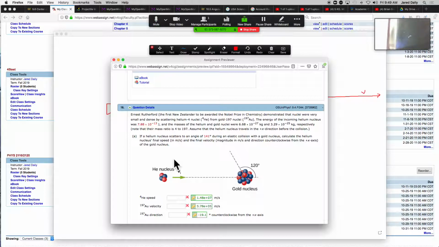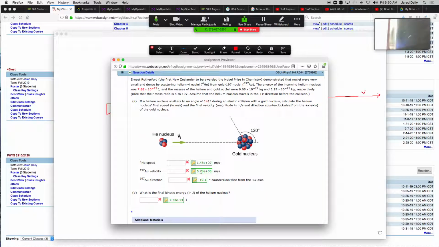So anyway, that's a conservation of momentum problem in 2 dimensions, which we'll get to next week. We'll talk about that next week.